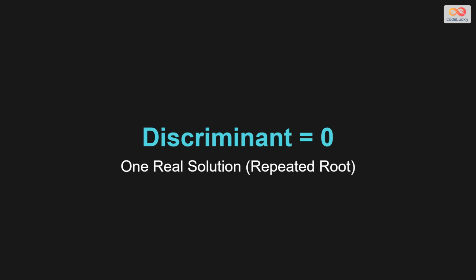Welcome! In this video, we're going to explore what it means when the discriminant of a quadratic equation is equal to 0. This is a special case that results in exactly one real solution, also known as a repeated root.